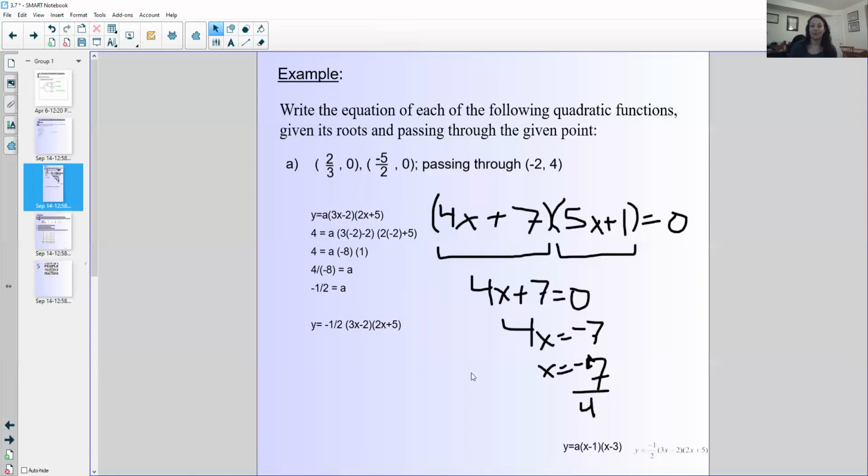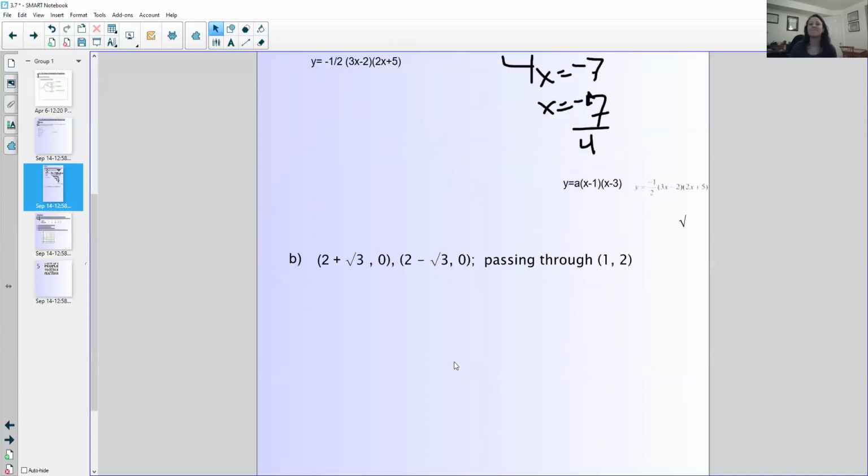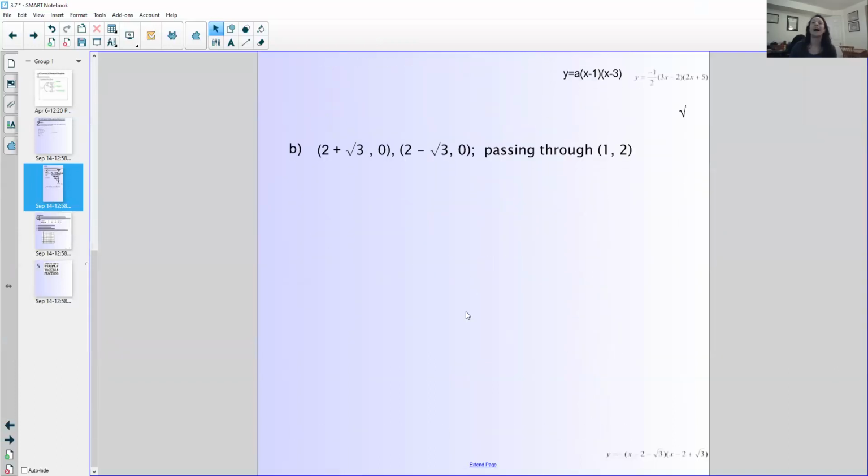All right, we're going to move on to one more. Make sure your thinking caps are on because it's just going to look a little bit messy at first, but once you get the hang of it, it's not too bad. So let's scroll down. We are going to find the factored form of a quadratic where my roots happen to have radicals in them. Don't worry, they're just numbers, okay?